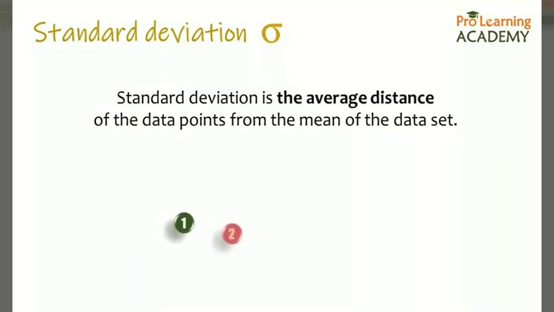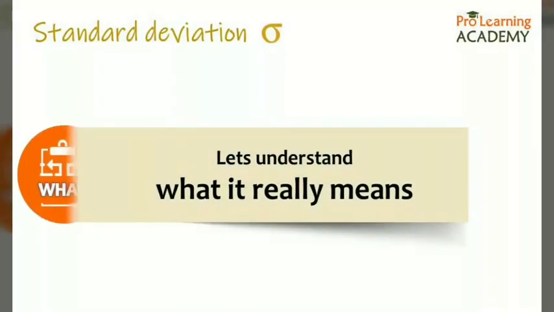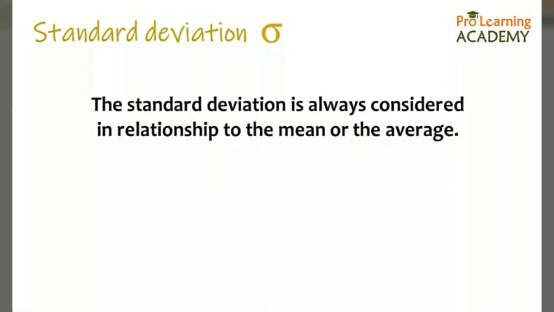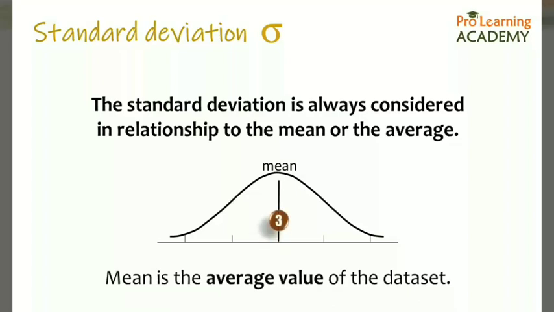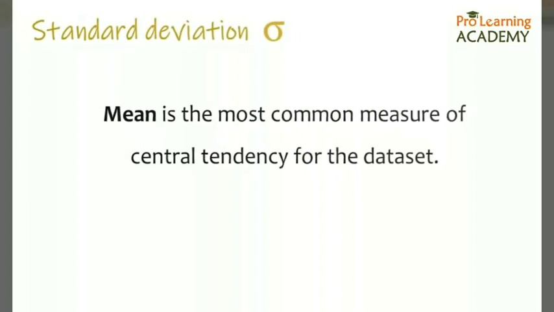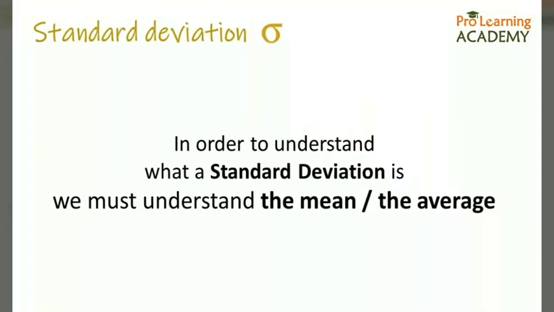Standard deviation is the average distance of the data points from the mean of the data set. And the mean is average. Let's understand what it really means. The standard deviation is always considered in relationship to the mean. Mean is the average value of the data set. Mean is the most common measure of central tendency for the data set. In order to understand what a standard deviation is, we must understand the mean.